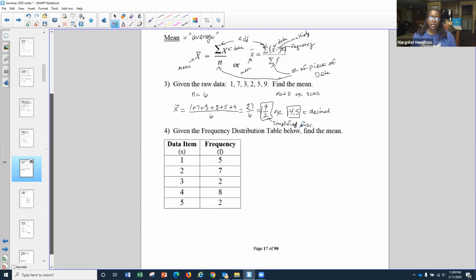All right. Now let's look at this: given the frequency distribution table below, find the mean. So let's say they give you this frequency distribution table. They are going to give it to you in the homework. It says data items, we have 1 through 5, and here's our frequency. We need to find the mean. First of all, tell me what my n is. Pause the tape and find your n.